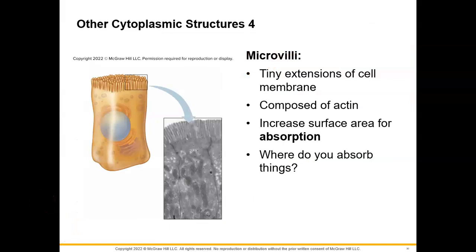Microvilli are tiny extensions of the cell membrane. They're composed of actin, and their purpose is to increase surface area for absorption. So where do you absorb things? That's mainly going to occur in the small intestine. That's where we absorb the vast majority of the nutrients from our diet.